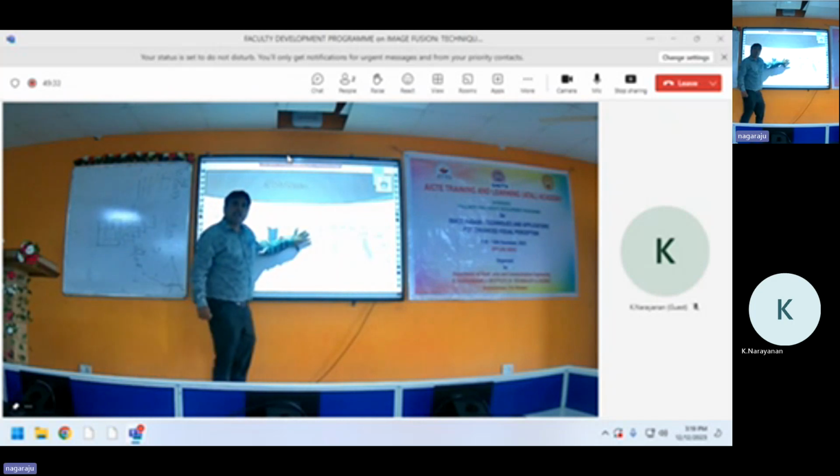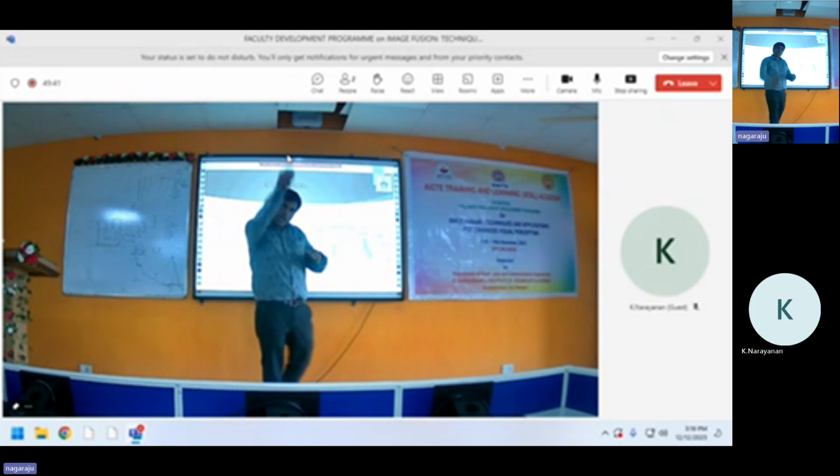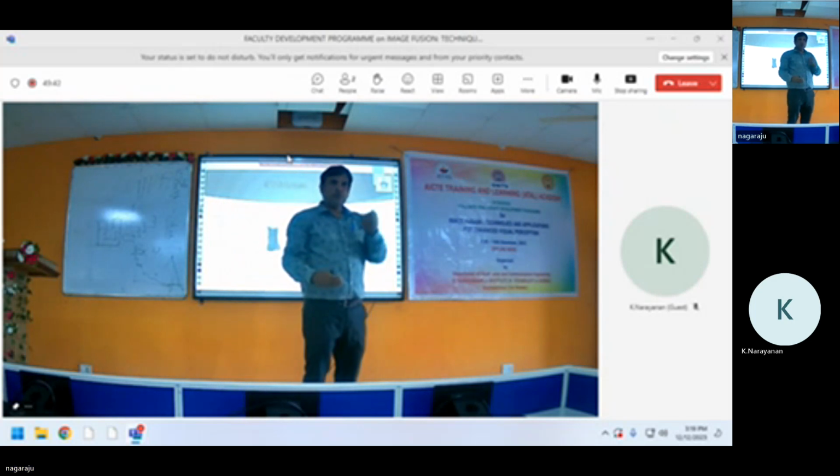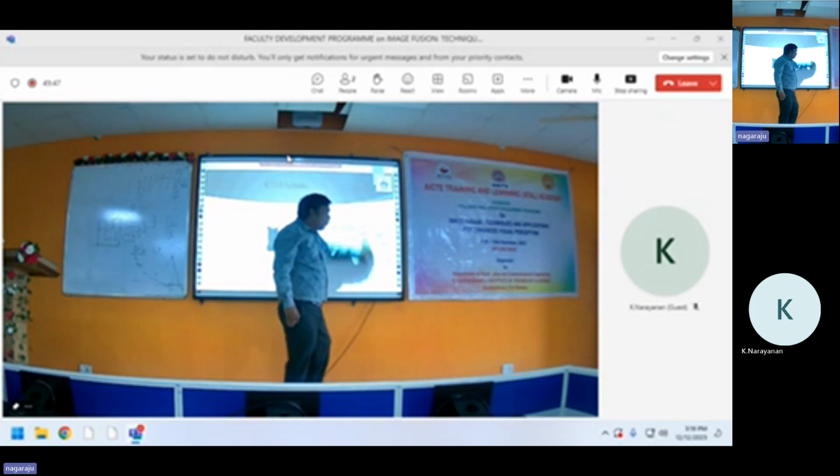Convolution layer. This is convolution layer plus ReLU. ReLU means, out of 100 calculations, remove the 20 negative values. Another pooling. Pooling means halving the values. 50% has been reduced. Again convolution plus ReLU, pooling, then fully connected.